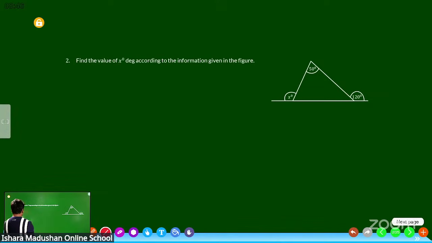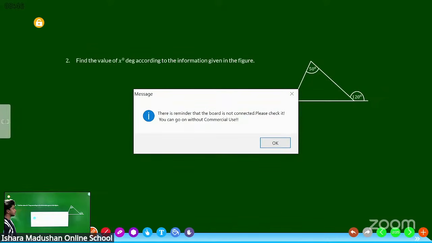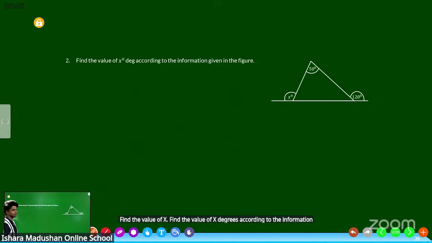Find the value of x. Find the value of x degrees according to the information given in the figure.